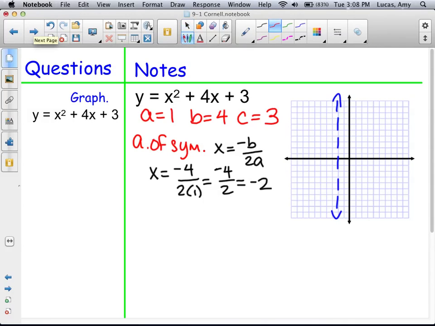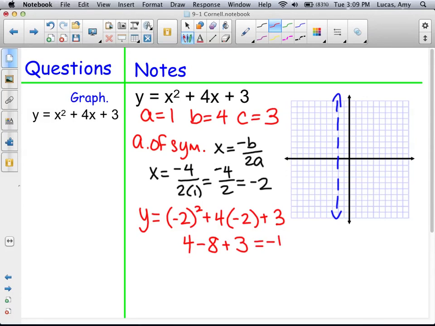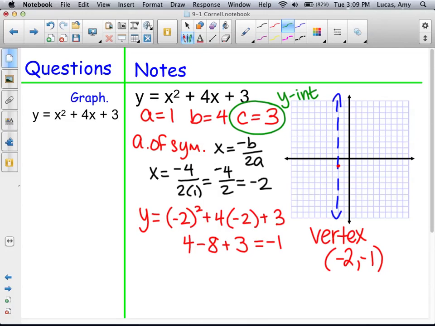Going to plug it in to figure out what y is. So -2 squared plus 4 times -2 plus 3. -2 squared is 4. Then I can multiply and get -8 plus 3 equals -1. So my vertex, if I put together my x and y coordinates, is -2, -1. Left 2, down 1. Then my y-intercept is C. So I can plot my y-intercept, 3 on the y-axis, up 3, balance it on the other side, and draw my parabola. And I'm done.